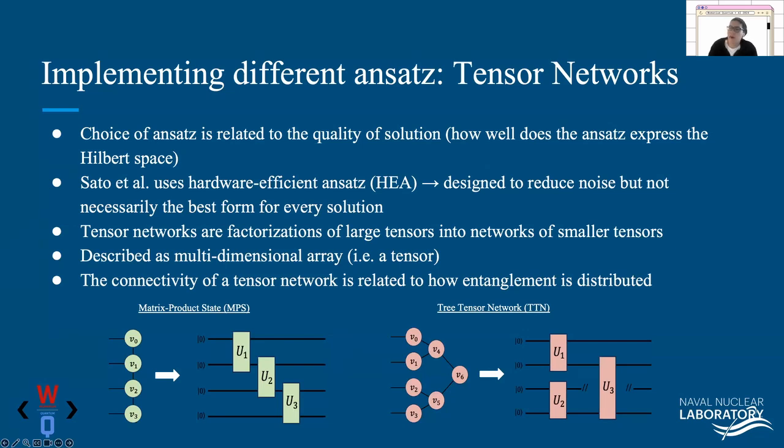And as I stated, one of the important factors in the VQA is your choice of ansatz. In Sato et al., they used a hardware efficient ansatz. They didn't do a very deep investigation into different types of ansatz. Hardware efficient ansatz is a good starting place because, as it says, it's efficient for implementing on NISQ devices. However, it doesn't necessarily mean that it's going to be a good form of a solution for this type of problem.